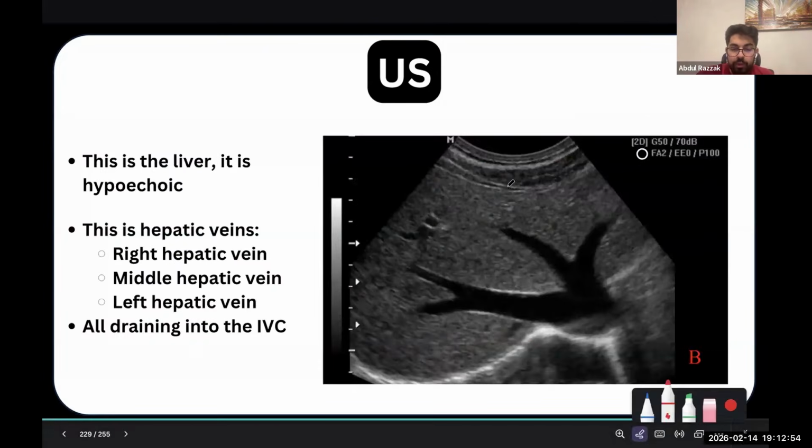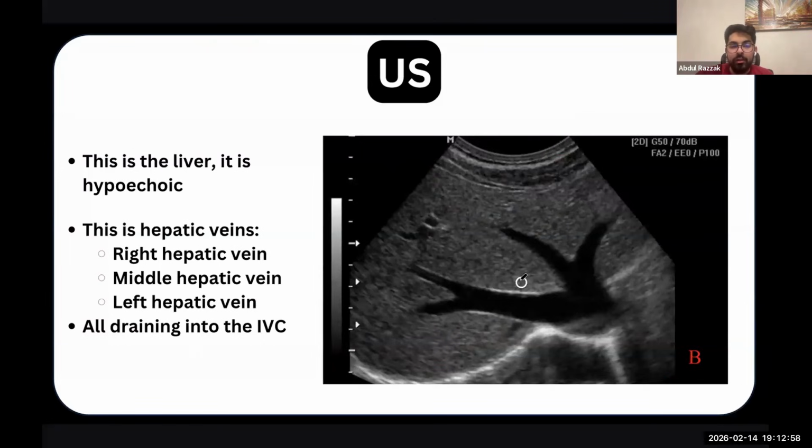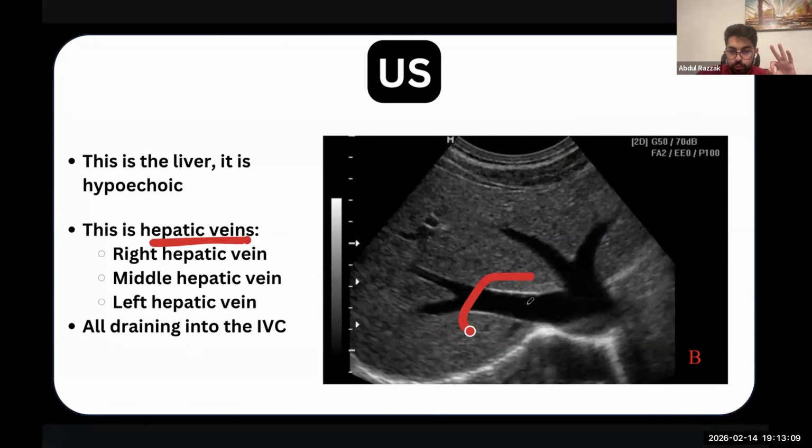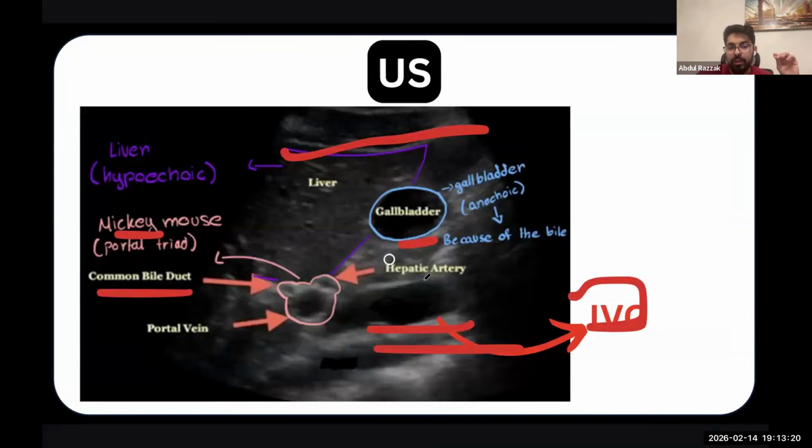Now this is another ultrasound that could show up in your exam, showing the hepatic veins. You have three hepatic veins. This is basically the liver. It's very hypoechoic. The right one, this is the right one. You have the middle one and the left one. Familiarize yourself with this image. If it's gonna show up in the exam, it's gonna be this exact same one. All of those are draining into the inferior vena cava.